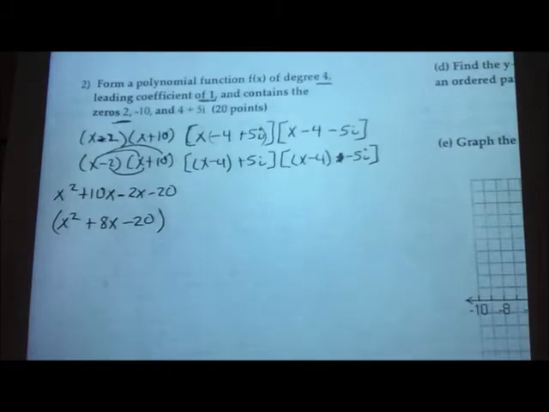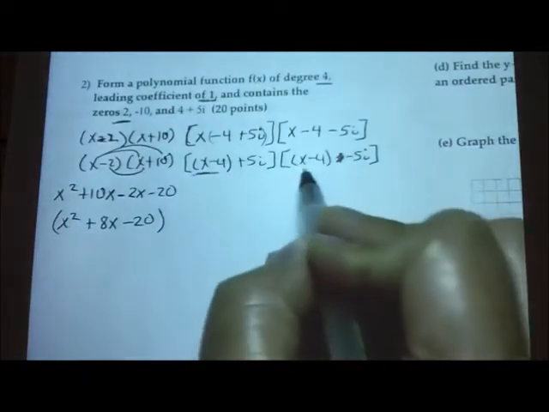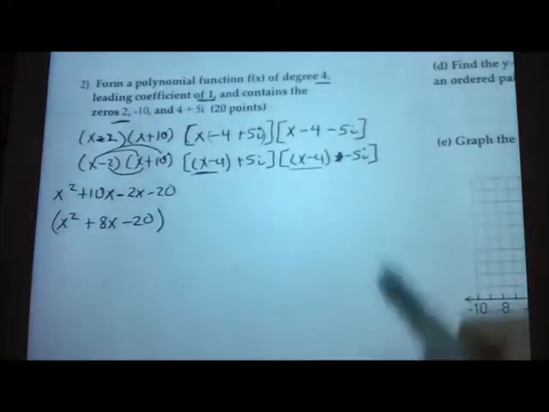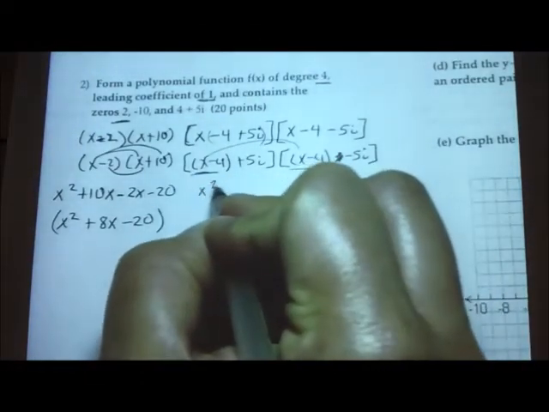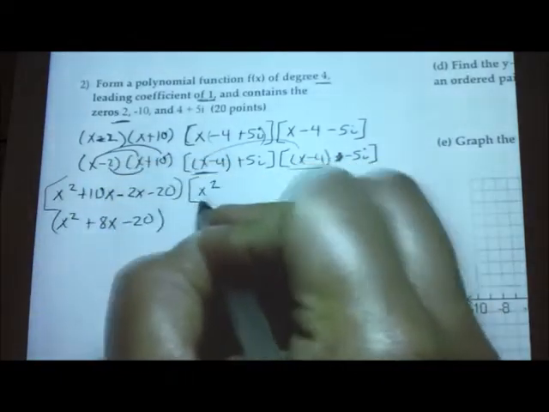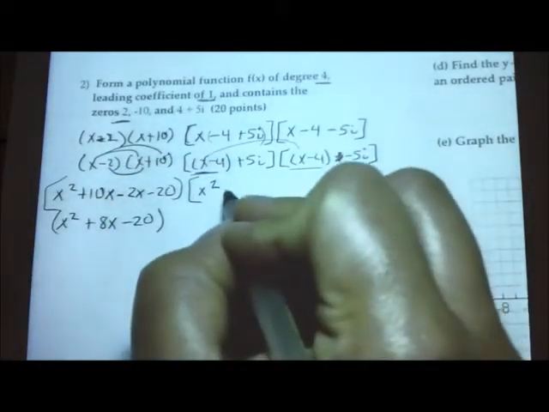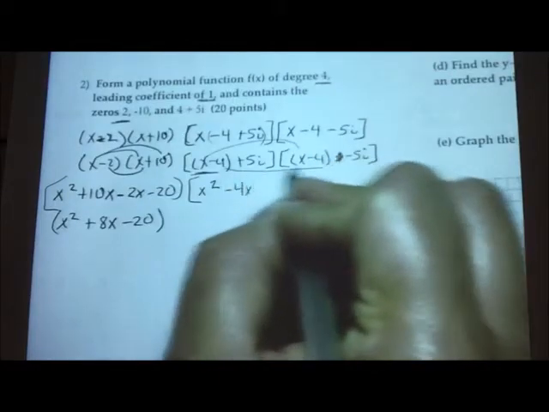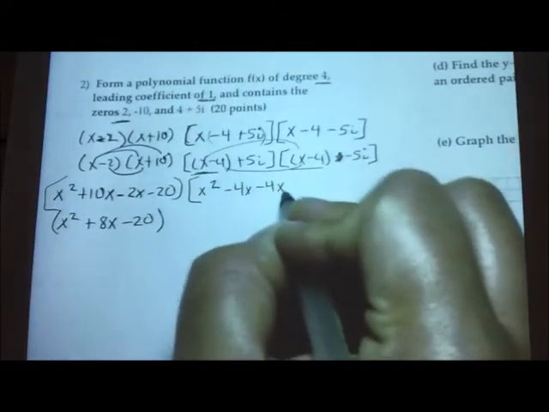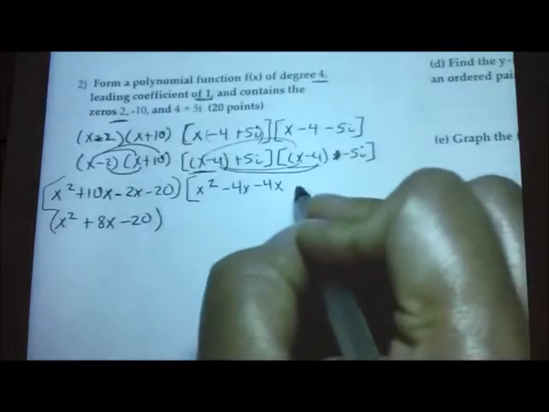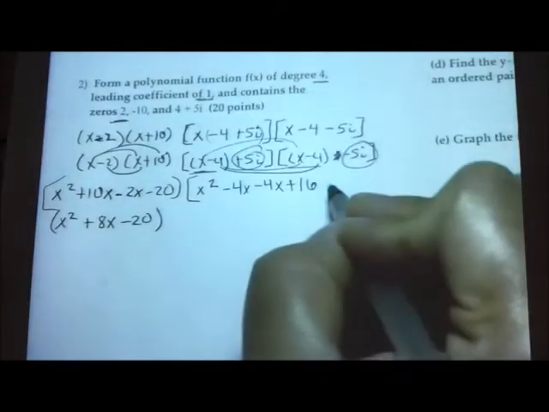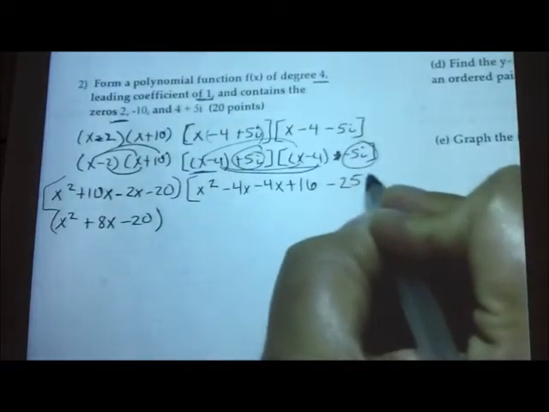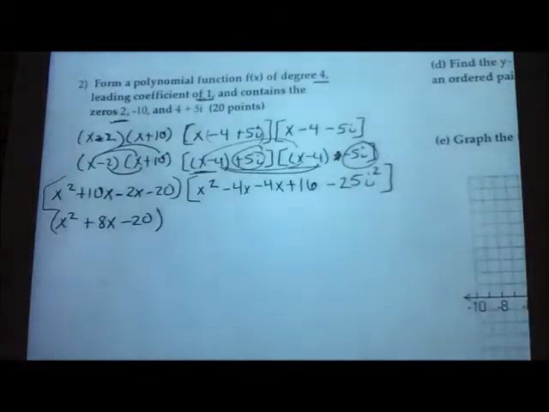Now, what is the part that I should worry about first? The x minus 4 and the x minus 4. So what is x times x? X squared. This is together, and then we're working on this one. X times the -4. -4 times x. And -4 times the -4 is a 16. Alright, and what do we do with these two guys? So that becomes a -25i squared.